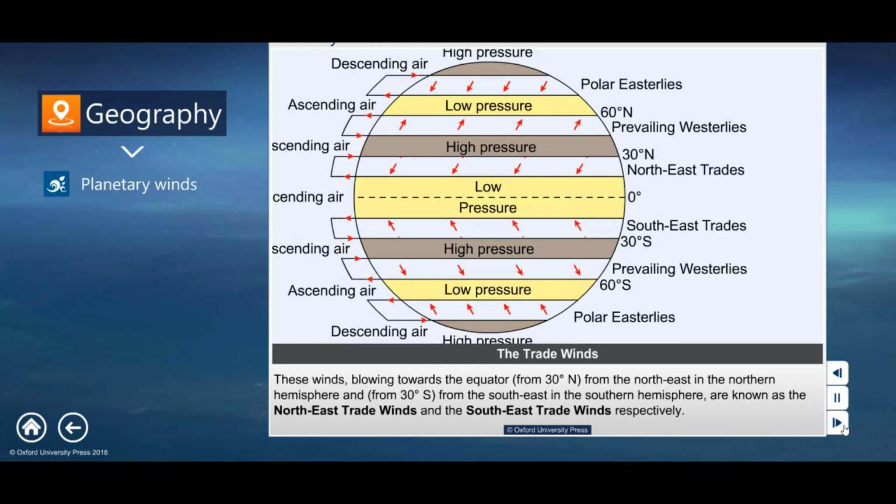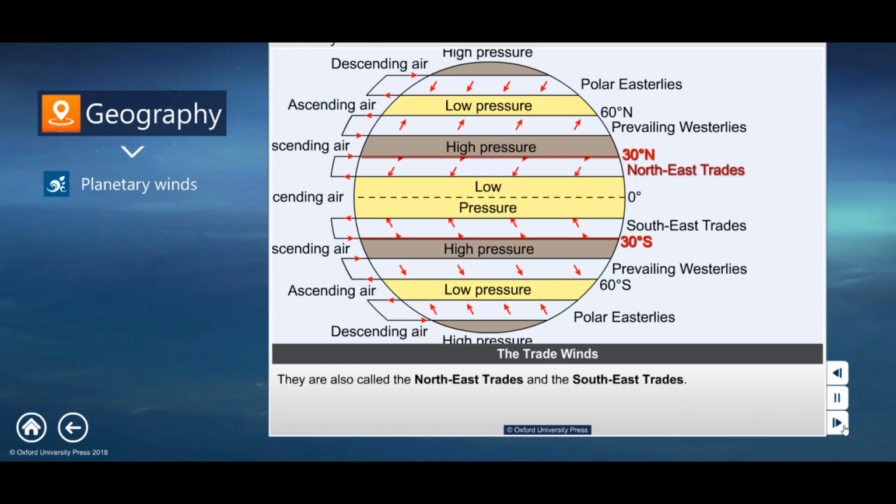These winds blowing towards the equator from 30 degrees north from the northeast in the northern hemisphere and from 30 degrees south from the southeast in the southern hemisphere are known as the northeast trade winds and the southeast trade winds respectively. They are also called the Northeast Trades and the Southeast Trades.